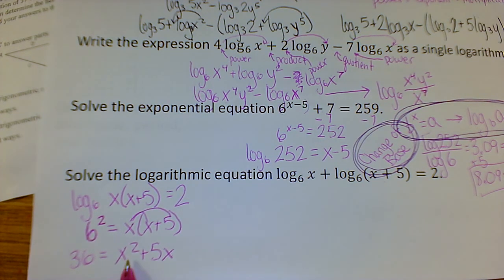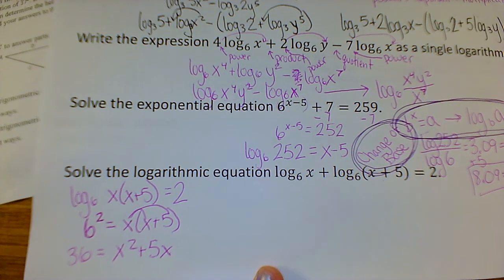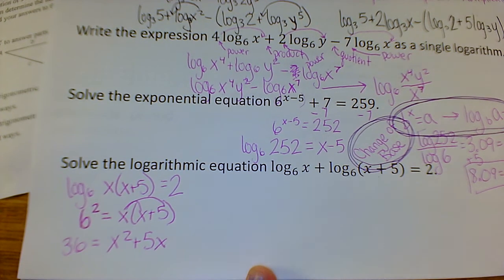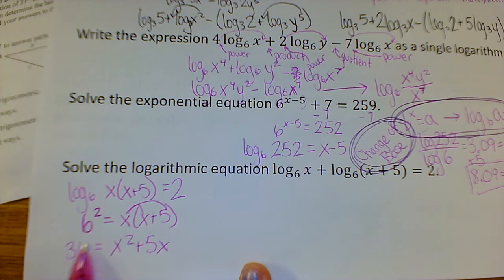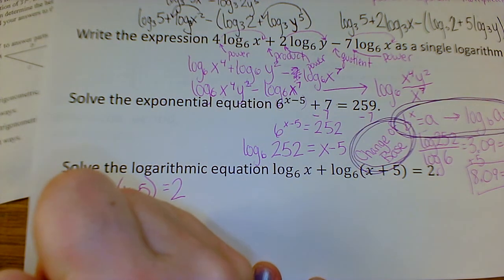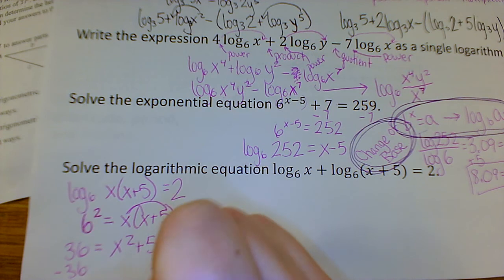Now I'm noticing that I have an x term and an x squared term, right? I've got two terms that have x in them, so I'm going to guess that I have to factor. Before I can factor, I have to set it equal to 0, right? So I have to move this 36 over to the other side so that there's just 0 over here. I'm going to subtract 36 from both sides.